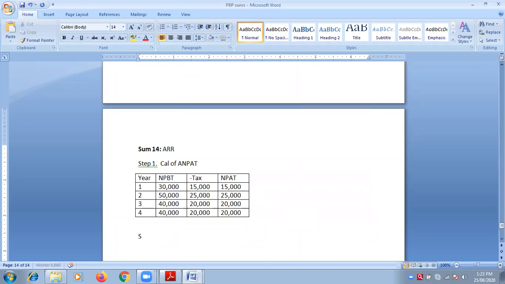Okay, now step number 2. Oh, sorry, before step number 2 we have to calculate average net profit after tax. We haven't calculated average net profit after tax yet. So what is the formula of average net profit after tax? Total net profit after tax divided by number of years.